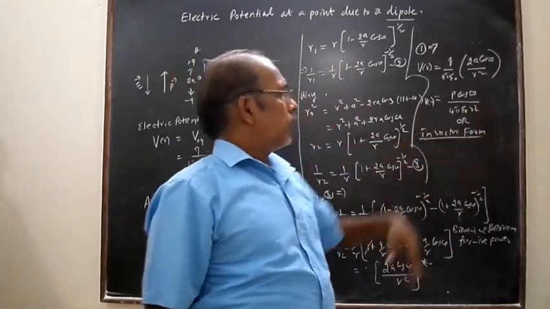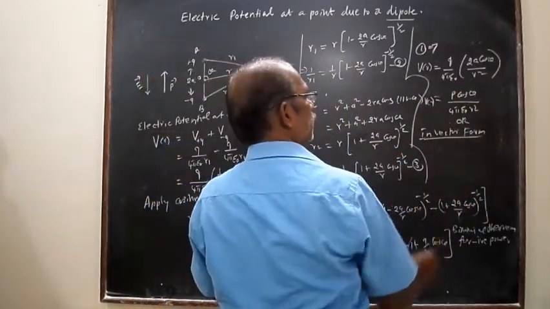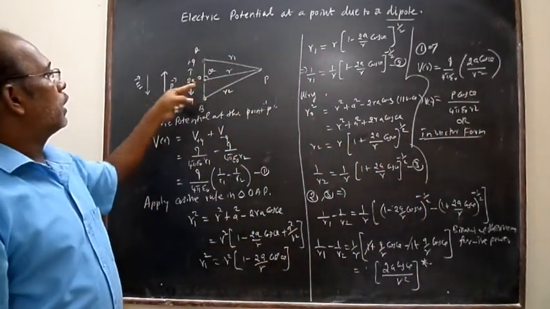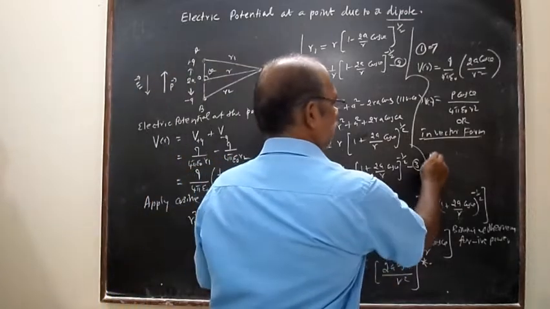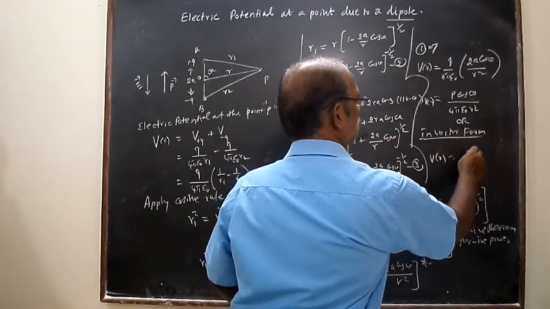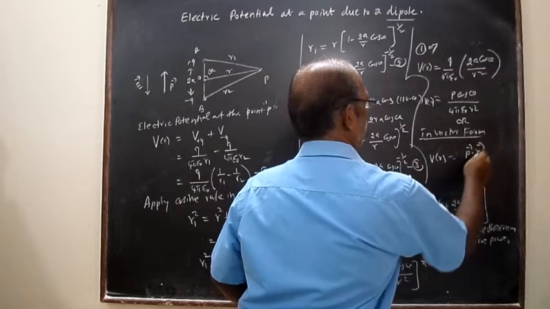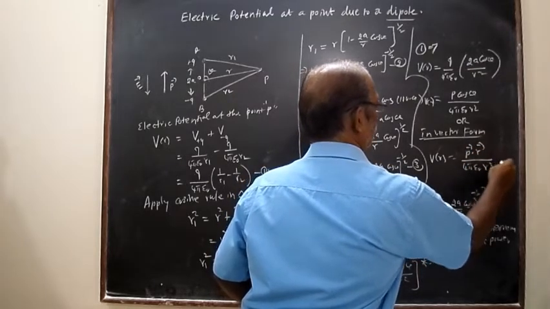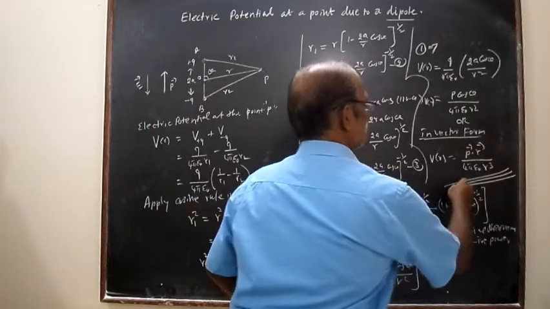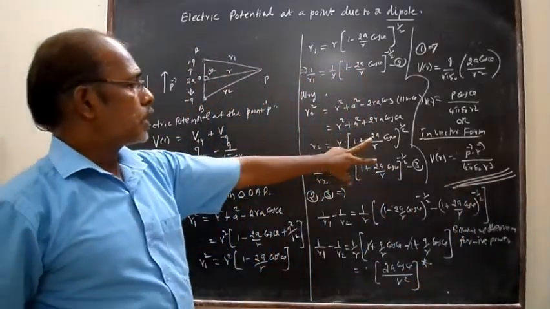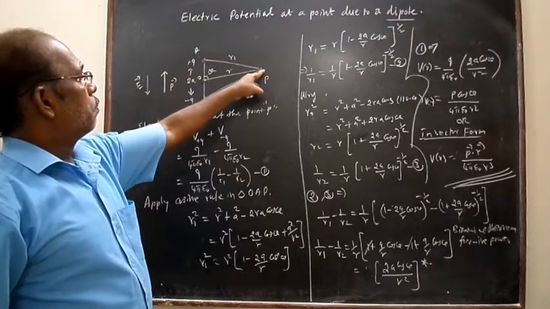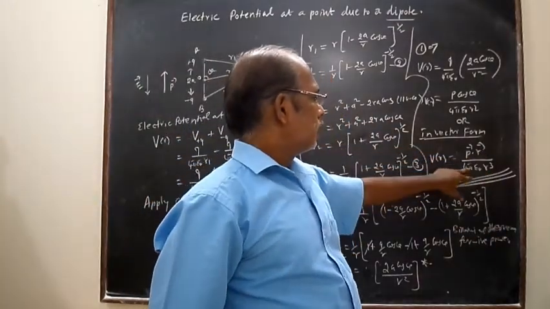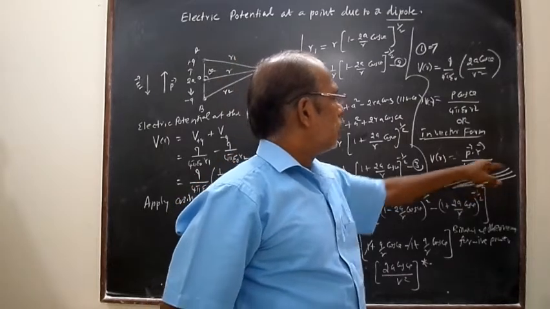We will multiply and divide by r the numerator. Yes, theta is the angle between the P vector and the R vector, and V of R equals P vector dot R vector divided by 4 pi epsilon naught R cube. So this is the final result: the potential at any point due to a dipole is P vector dot R vector divided by 4 pi epsilon naught R cube.